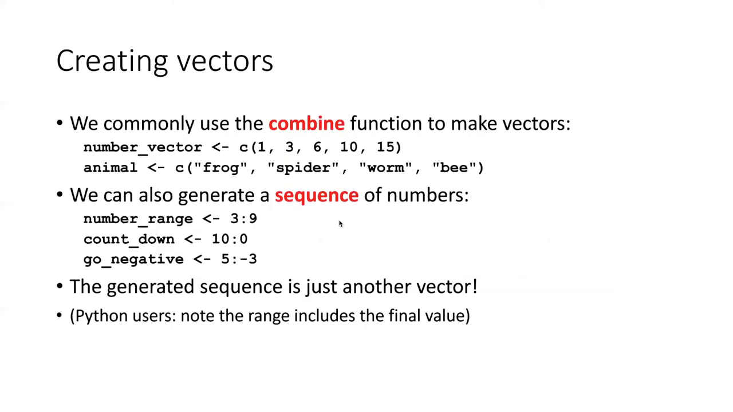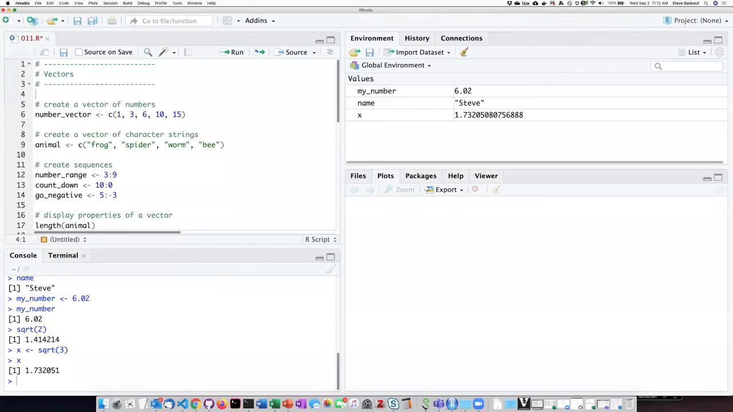The way that we can create a vector is with a function that we call the combine function. It's abbreviated as c. And we simply list the sequence of items that we want to combine together into the vector. So in the first example, I'm creating a vector that is numeric by passing a sequence of numbers into the combine function. In this case, I'm passing a sequence of character strings into the combine function, and I'm creating a character vector.